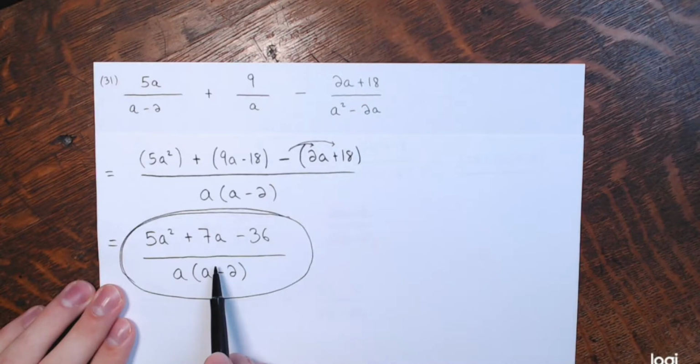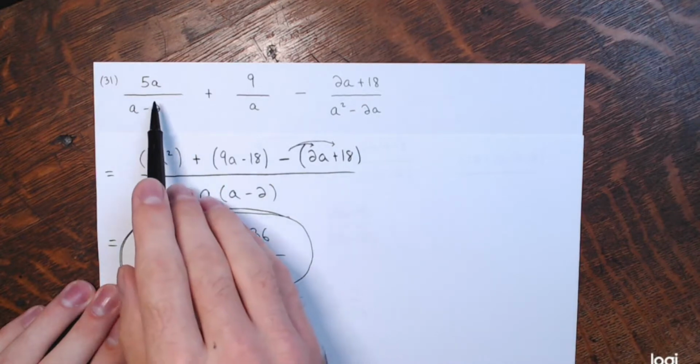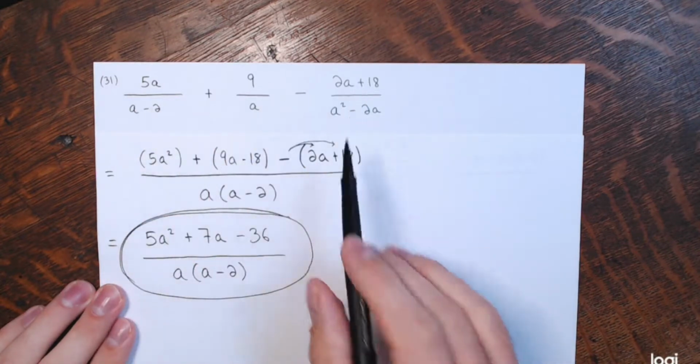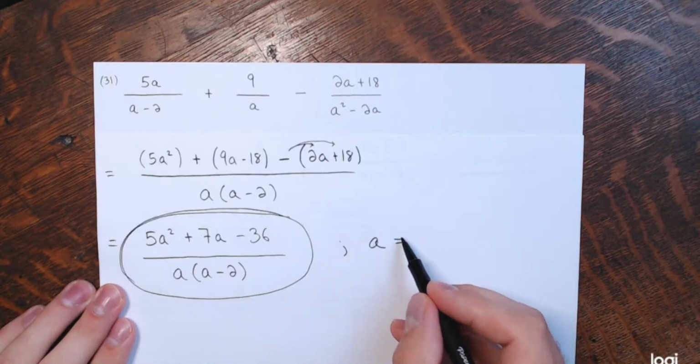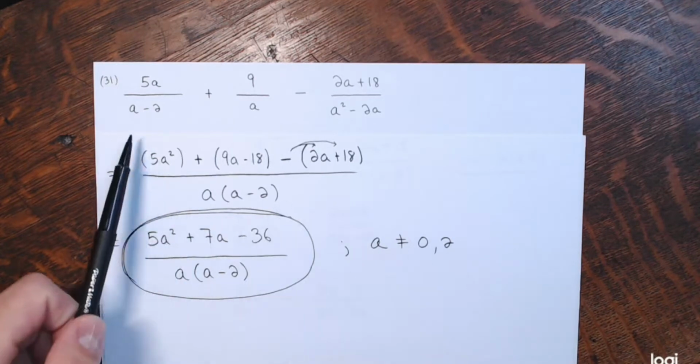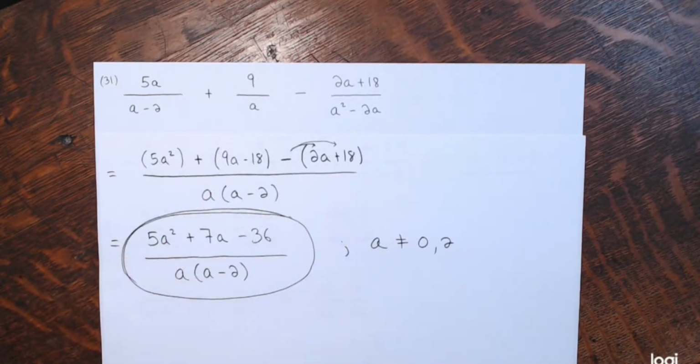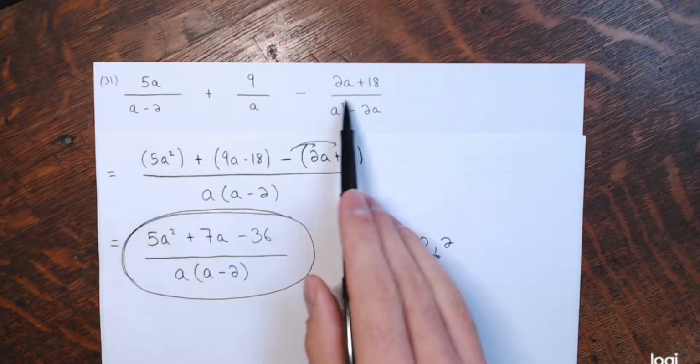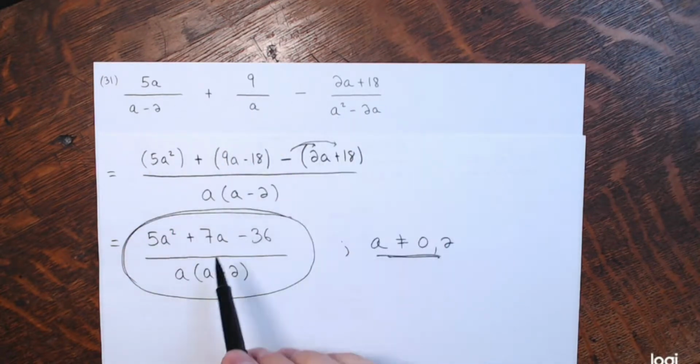Let me get this one here. And go ahead and replace a with any number you want, except 0 or 2. Because if a were 0 or 2, you'd be dividing by 0 somewhere, and that's not good. But replace a with any other number, any number besides 0 or 2, and the value of the original sum and difference, the value of the original expression will be the same as the value of the final expression, and that should always happen. And I leave it to you to test different values of a if you wish.